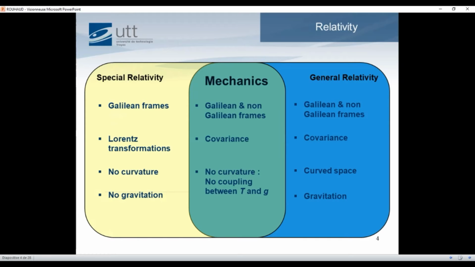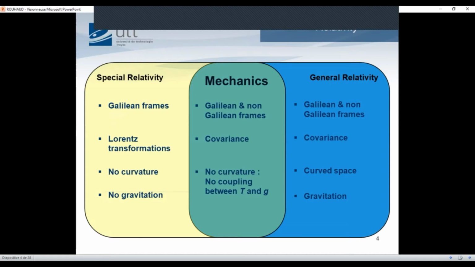On the physics side, I will look at the theory of relativity to construct the space-time formalism. And I propose to construct mechanics in between special relativity and general relativity, where I want to take advantage of the Galilean and non-Galilean frames that you find in general relativity to use the covariance, meaning the invariance with respect to deforming observers.